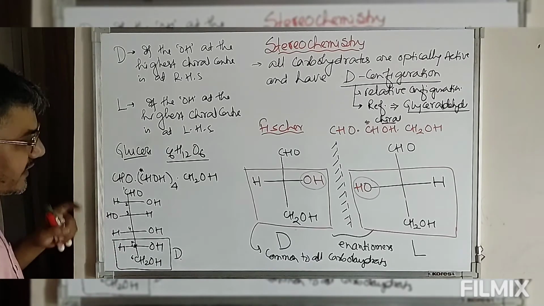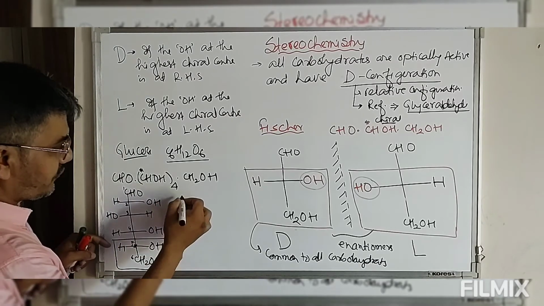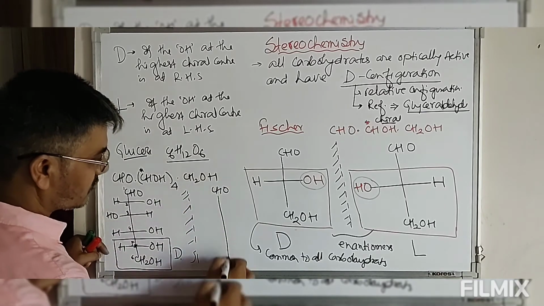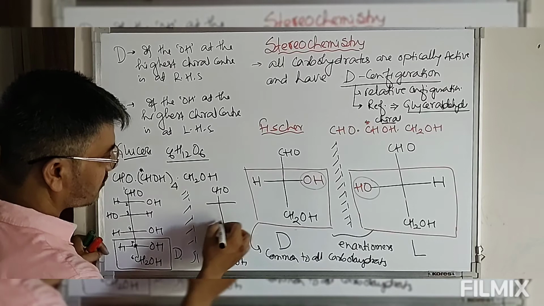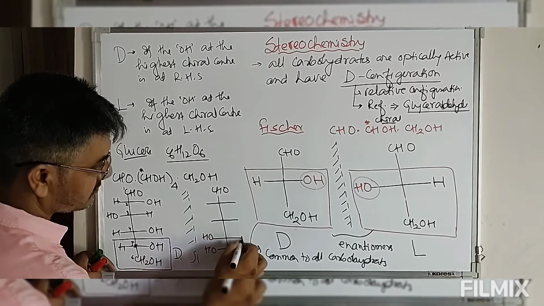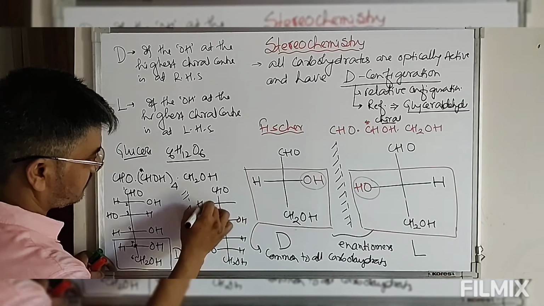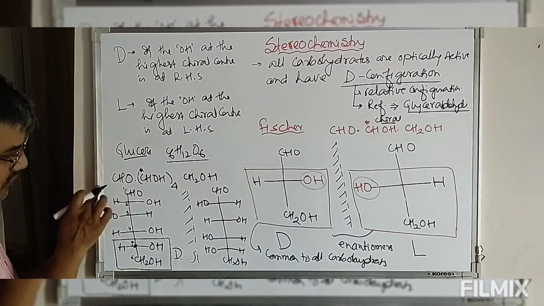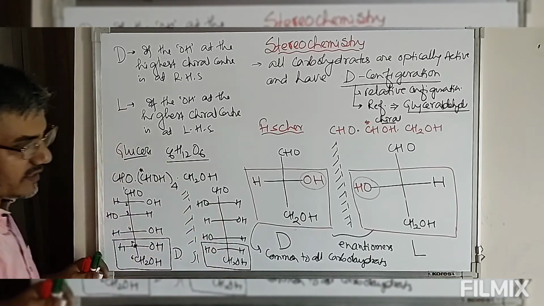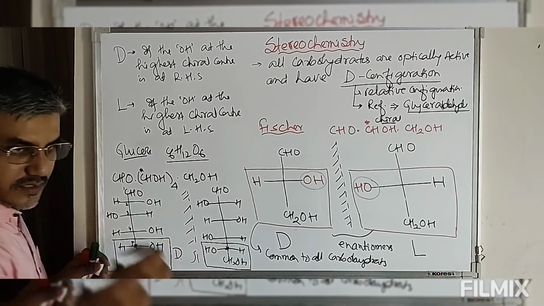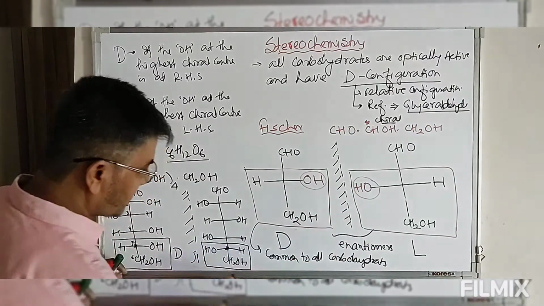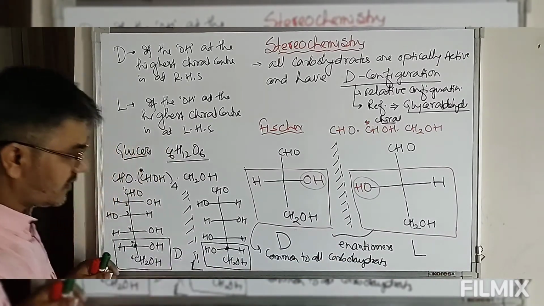Now take any other form. If we place a mirror and take its mirror image, then we have this CHO, CH2OH. Now this will be on the left hand side. So this is a mirror image of D-glucose. Now look at this. The position of OH at the highest chiral center is on the left hand side. So if OH is on the left hand side, we say this is the L isomer.